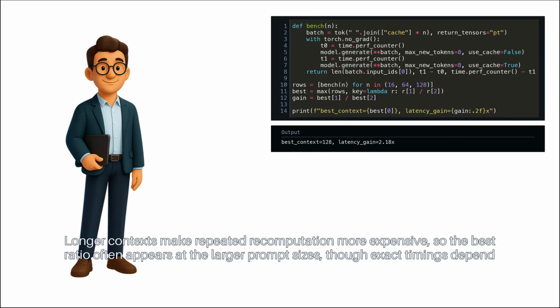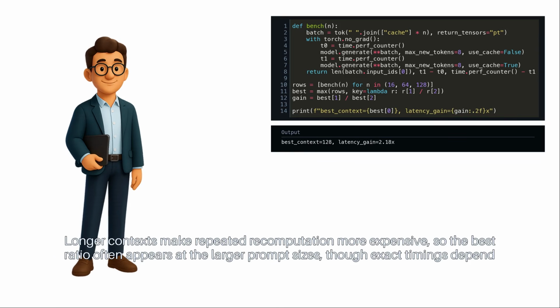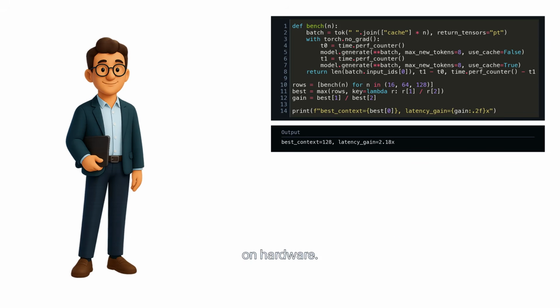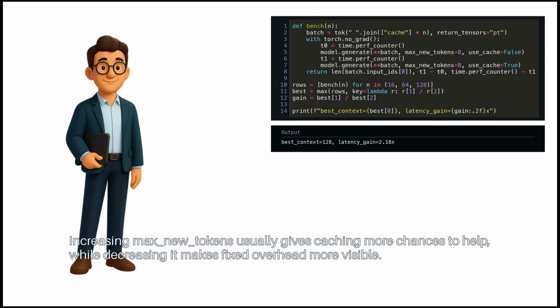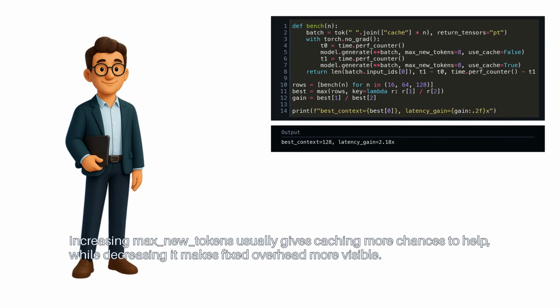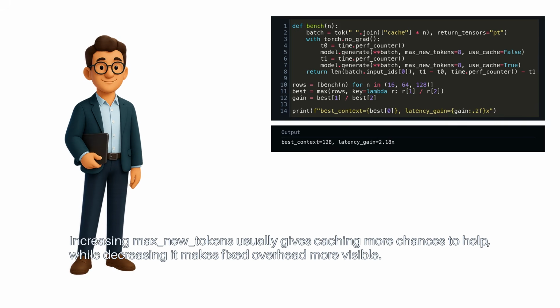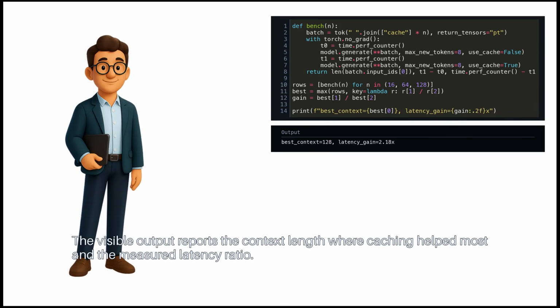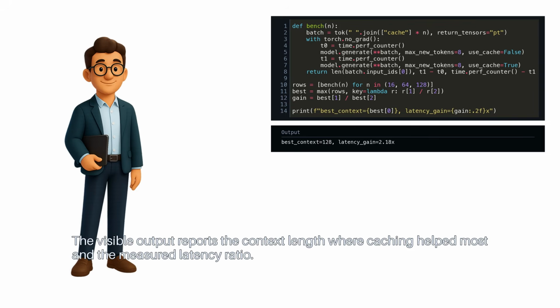Longer contexts make repeated recomputation more expensive, so the best ratio often appears at the larger prompt sizes, though exact timings depend on hardware. Increasing max_new_tokens usually gives caching more chances to help, while decreasing it makes fixed overhead more visible. The visible output reports the context length where caching helped most, and the measured latency ratio.